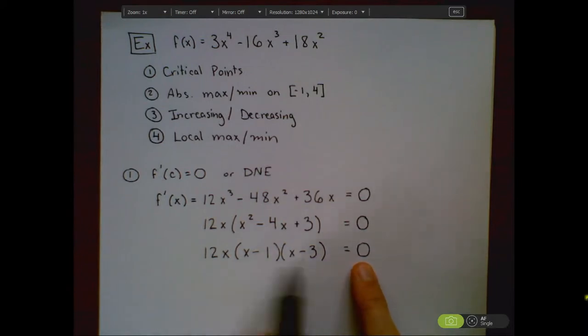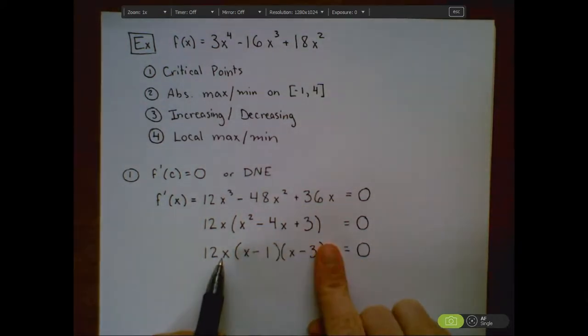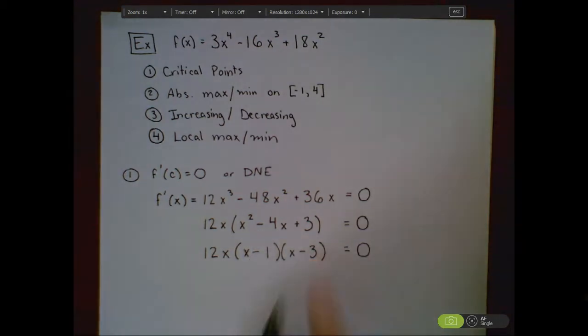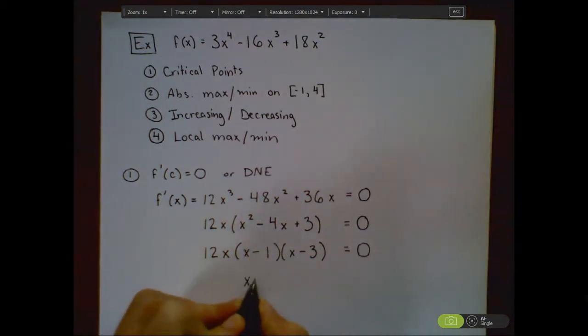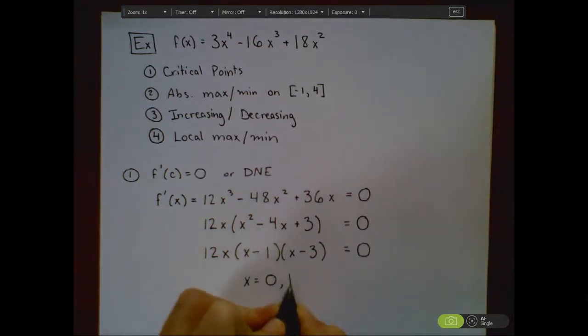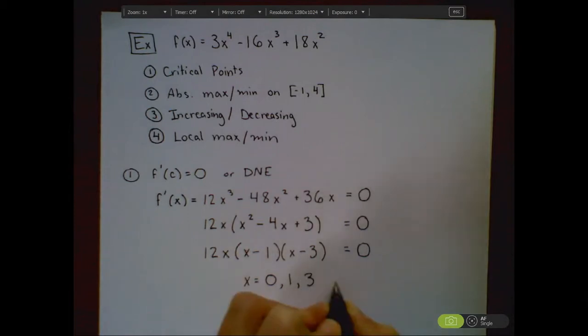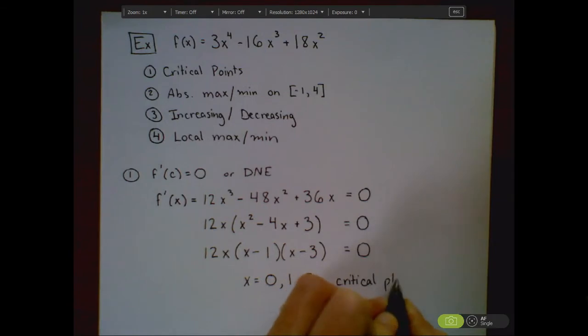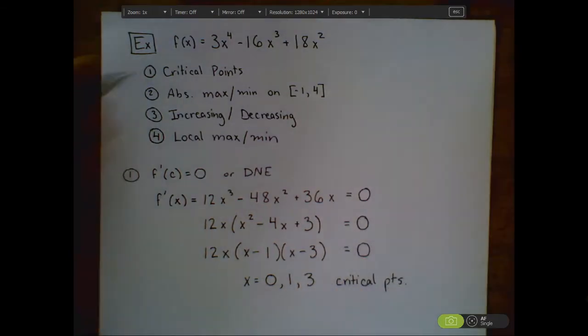So we've just factored this, and now that we've factored it, we can easily tell what each of the roots are. This polynomial is going to be equal to 0 when x equals 0, when x equals 1, and when x equals 3. So these are my critical points. That was pretty easy. It means that we've completed number 1.